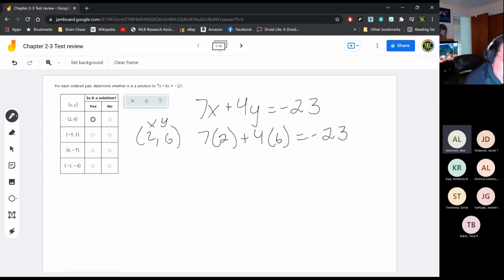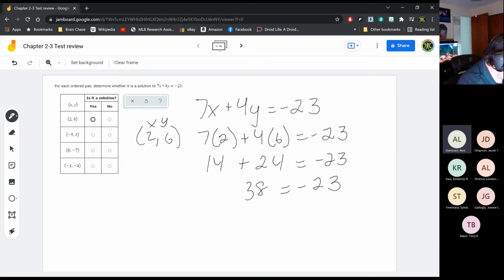So we're just going to go through and do the calculations out. So I have 14 plus 24, and then I have 38 equals negative 23. So does 38 equal negative 23? Nope. So that would not be correct. And we do the same thing for the other 3 problems. So I'll do one more of these because I'm not exactly sure which one's right.